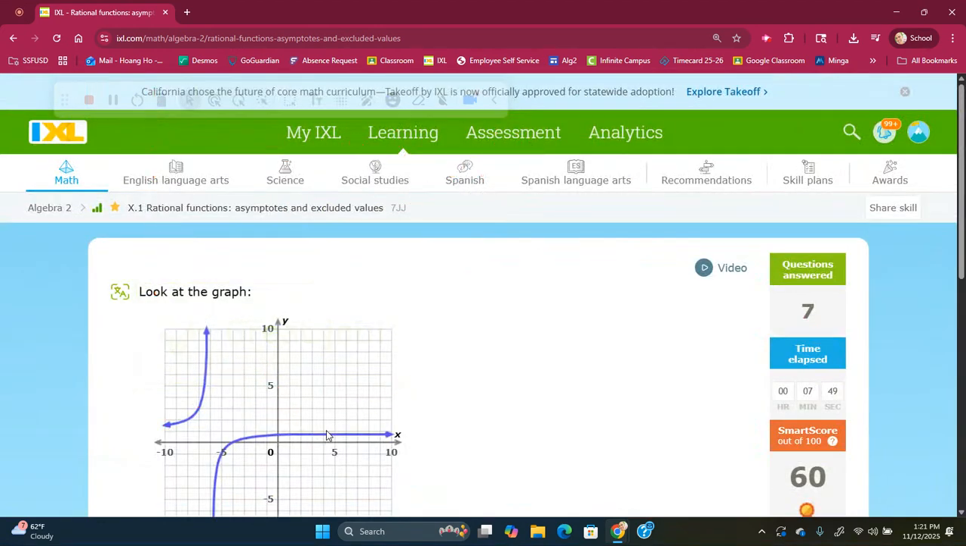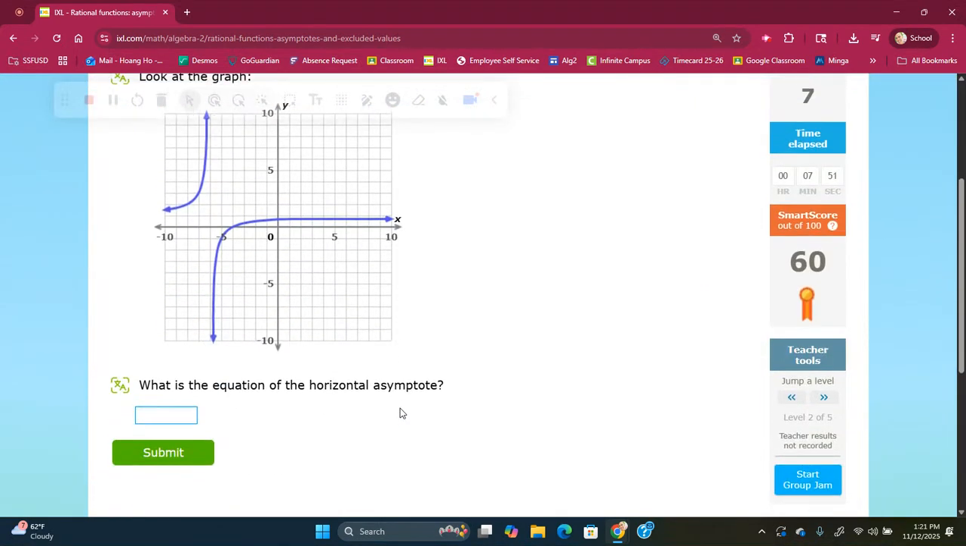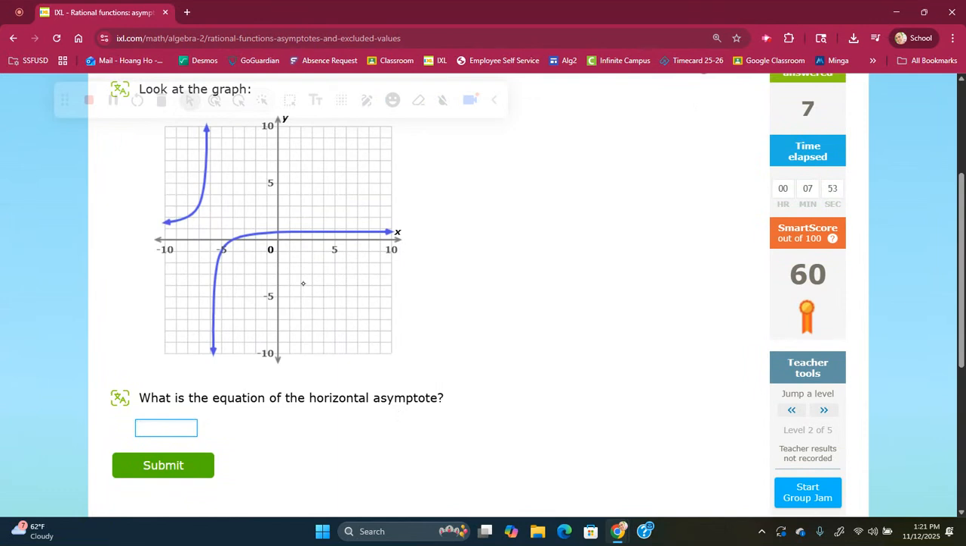Here we go. Next one, they ask for the horizontal asymptote. Maybe I can skip to the next problem. The horizontal asymptote right here should be y equals 1. I put in the answer, y equals 1.